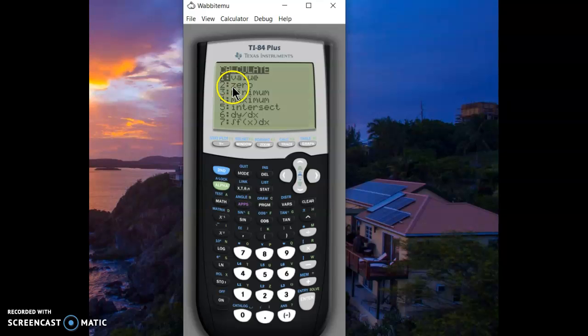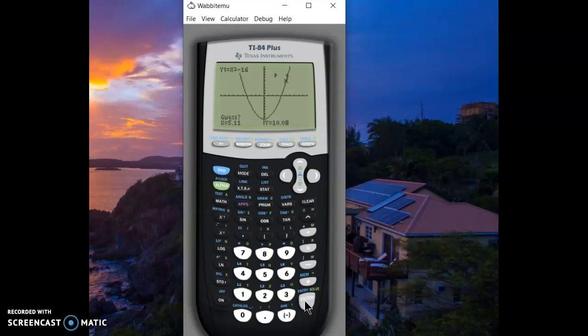Let's calculate a zero, not a value. We need a zero, so that's option 2. Hit enter. That's my left bound. Now I have to move up above, or to the right, if you will, of that intersection. I don't necessarily have to be close. I just have to have a right bookend, if you will.